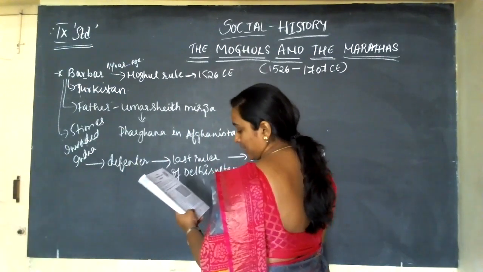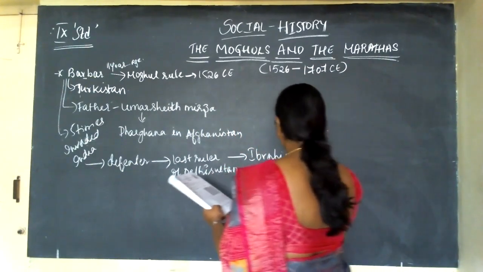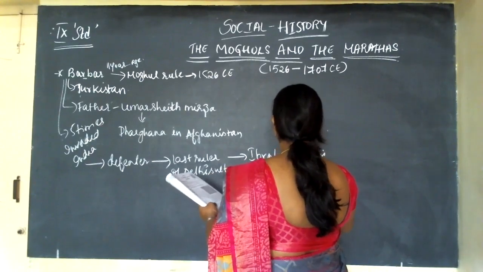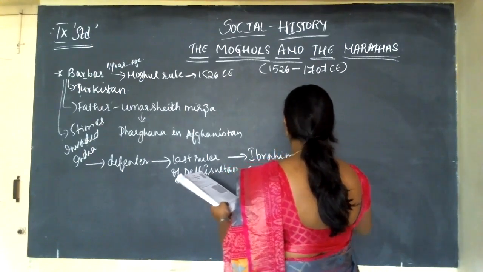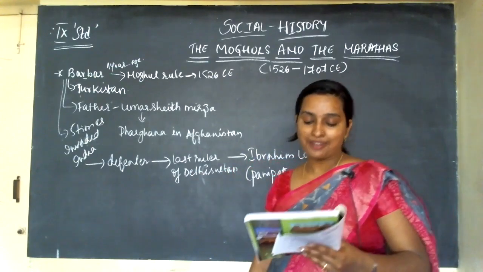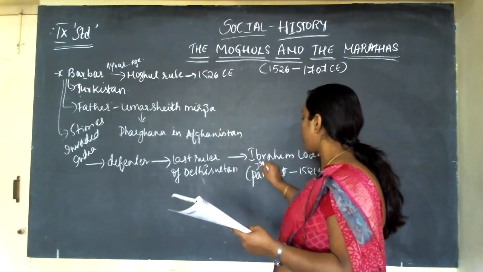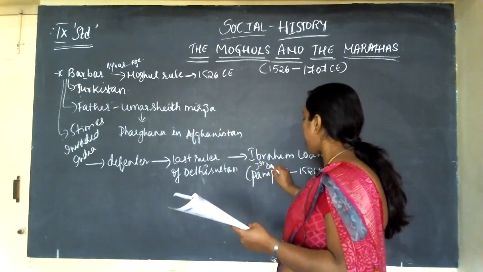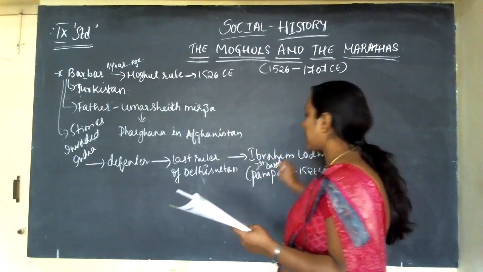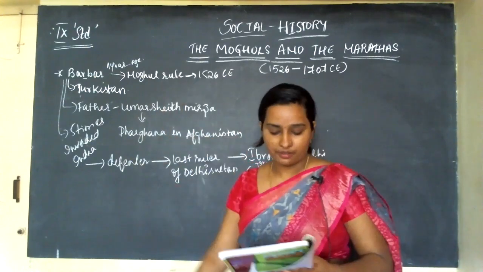Okay, the Battle of Panipat, in which year? 1526 CE. Got it? And he established the Mughal dynasty in India. This battle is known as the First Battle of Panipat. What is the battle called? The First Battle of Panipat, where Ibrahim Lodi was defeated by Babar. Understood?